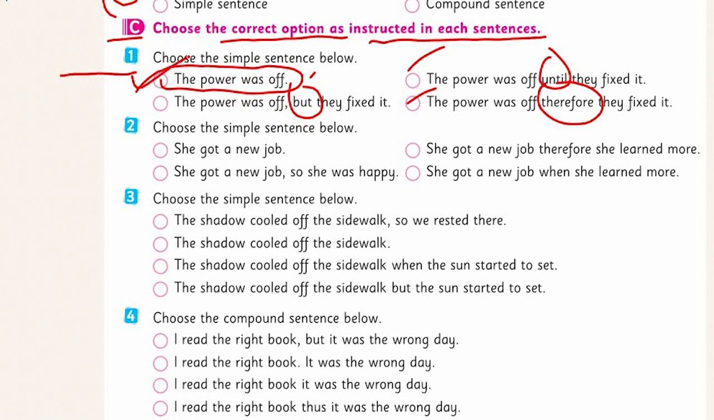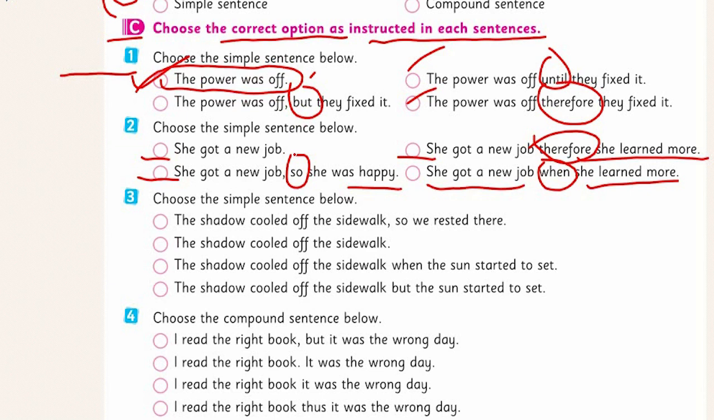Look at the second one. Choose the simple sentence below. Again, we have to choose the simple sentence from these options. She got a new job. She got a new job, therefore she learned more. She got a new job, so she was happy. She got a new job and she learned more. We have, yes, 3 coordinating conjunctions here: therefore, and, and so. So the simple sentence is the first one. She got a new job. We have no coordinating conjunction in this sentence, and this is the short and simple one. So this is the right option here.